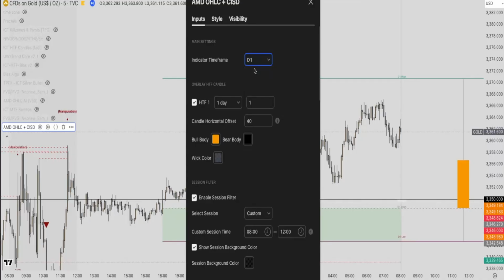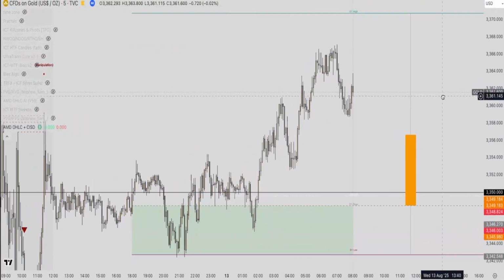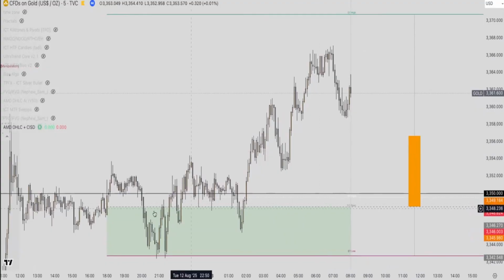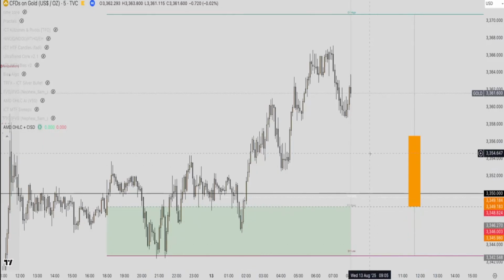Let's say I'm going to use the daily. Most of the time, I would be using the daily. I don't normally go to the 1 hour or 4 hour. I'll explain what this means. Basically, this is accumulation, manipulation, distribution. I'm just trying to identify it. You see this green zone right here? This green zone is basically how the wick of the daily candle looks.